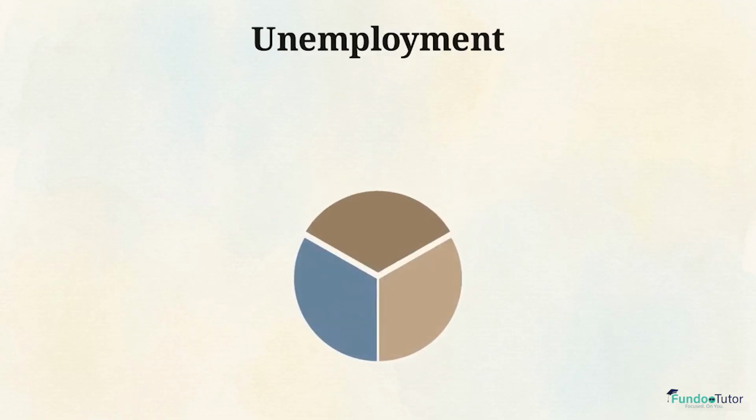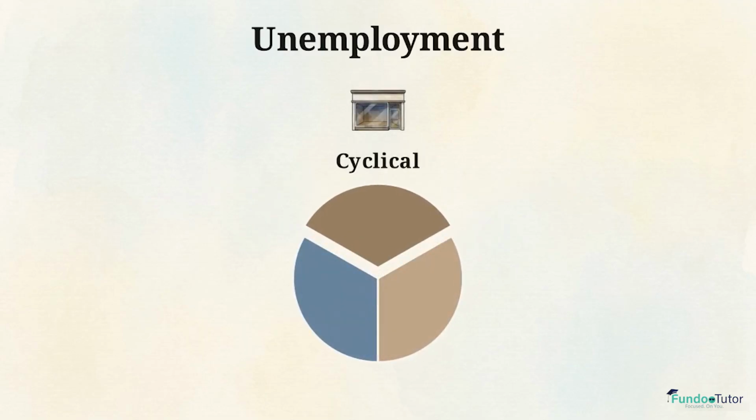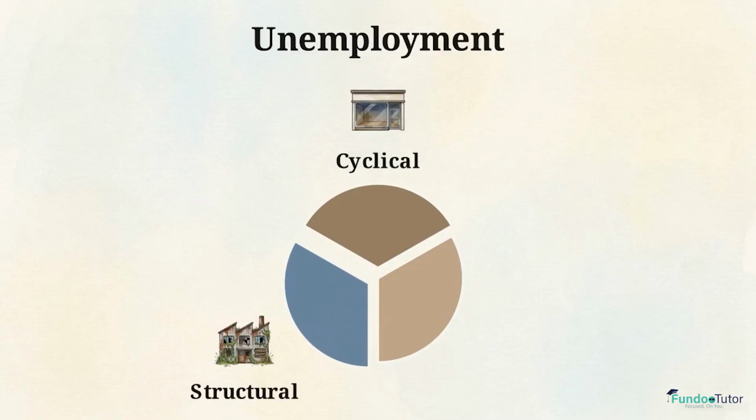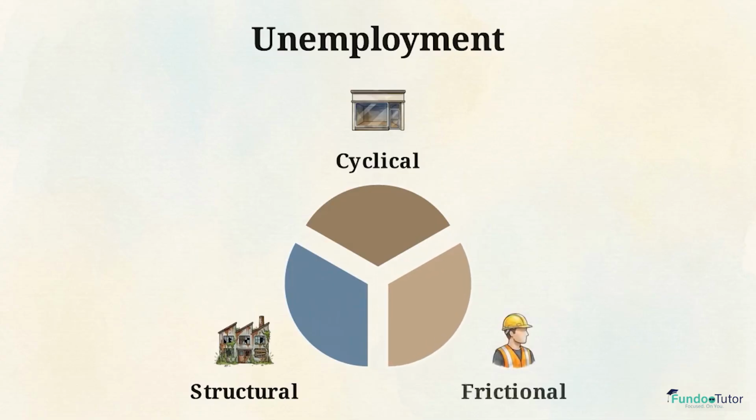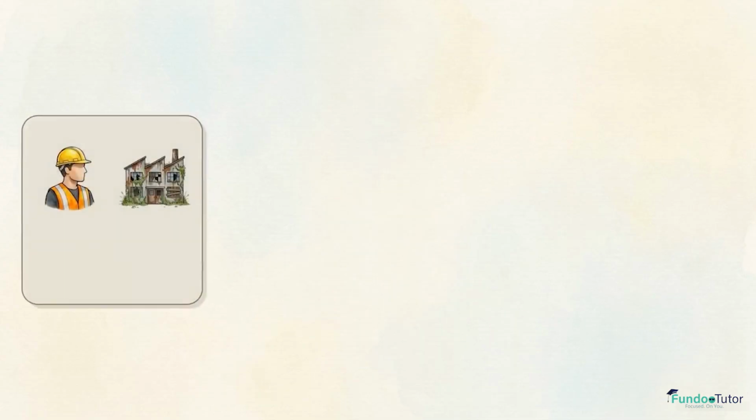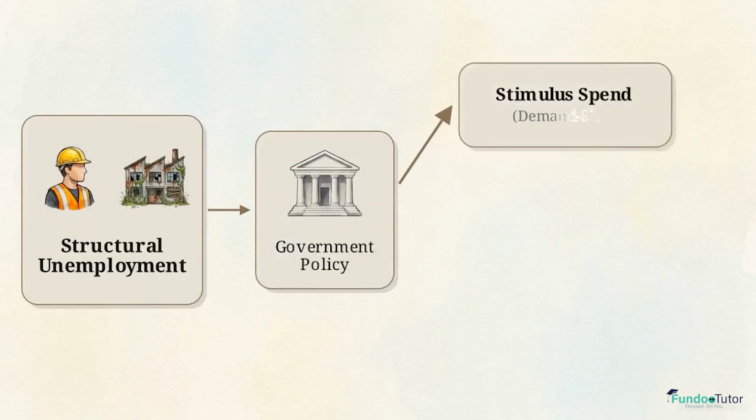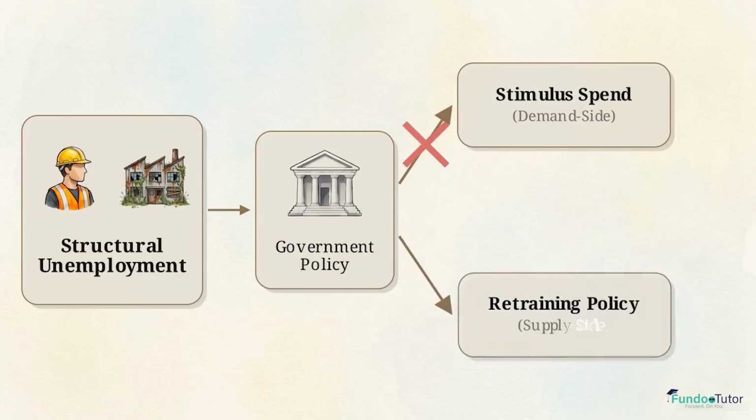You have to categorize them accurately. Cyclical unemployment happens when there is a lack of demand in the economy. Structural unemployment happens when entire industries decline or change. And frictional unemployment happens when people are moving between jobs. Treating structural unemployment, where workers lack the necessary skills, with a policy designed for cyclical demand will leave those workers without jobs regardless of how much the government spends. Success depends on matching the policy to the specific type of instability.